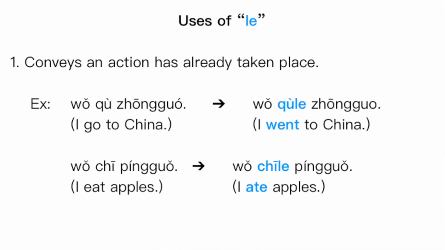Example 2 here, another one with apples. 我吃苹果. I eat apples, right? Someone asks you how you keep the doctor away, you say, I eat apples, right? This is in the present tense in English. With a le added, we're indicating this has already been completed. 我吃了苹果. I ate apples. All right, so that usage of le is pretty straightforward.